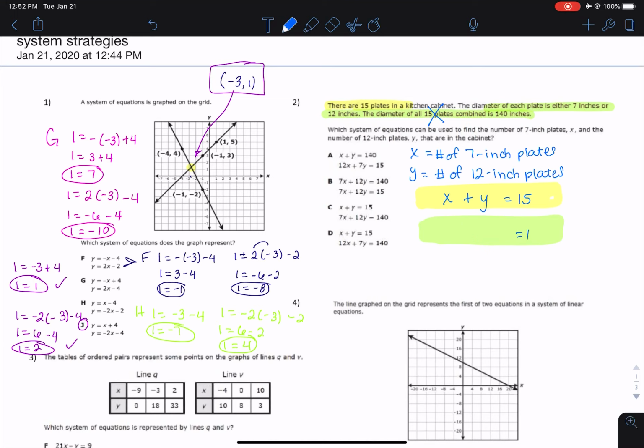So I need equals 140, but I need to be very careful. I know I'm going to add the diameter of the x's and the y's, but you need to look back up here to see that x is 7 inches, so 7 for every x and 12 for every y. That's your system. So the answer is C.